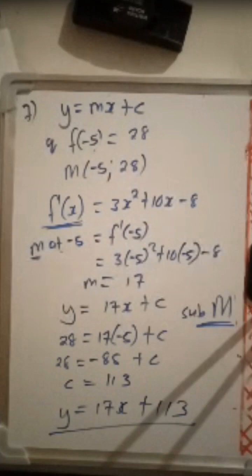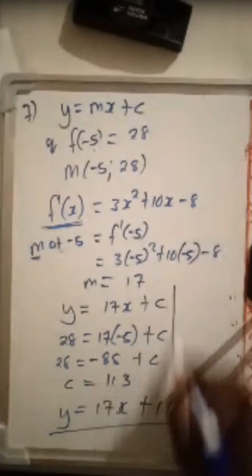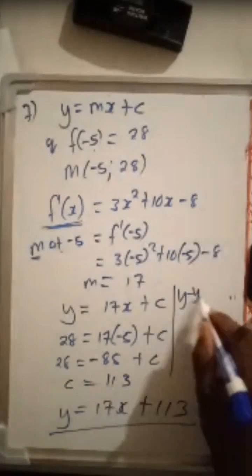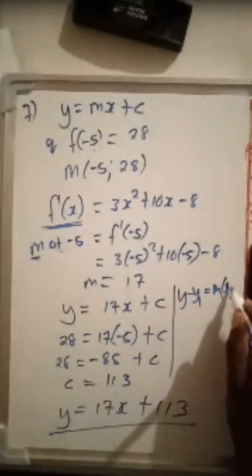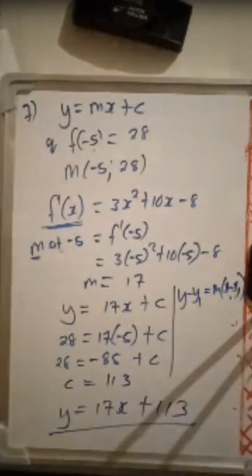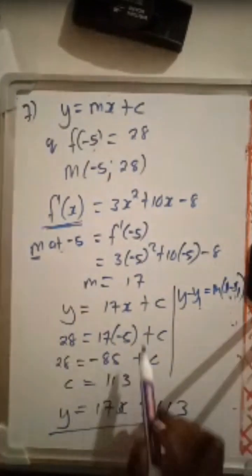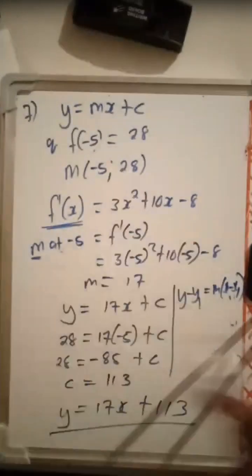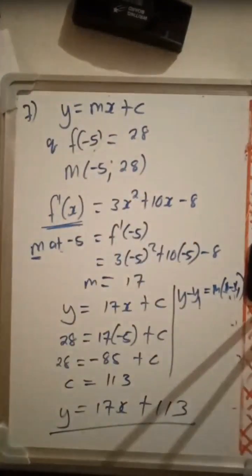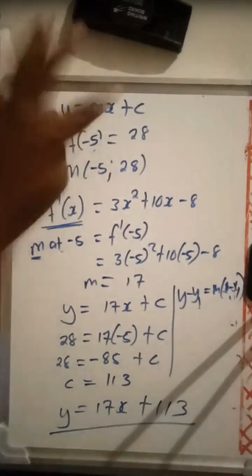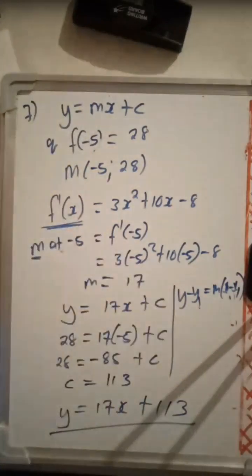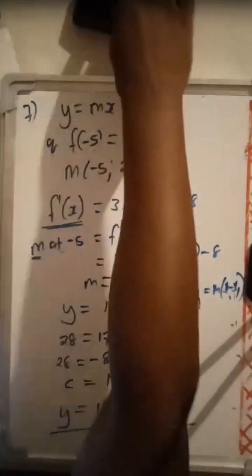Don't be vexed. Some use y minus y1 is equal to m in bracket x minus x1. It's still the same. It gives you the same. You substitute y1 is 28, x1 is -5. Then you're good to go. So that is the equation of the tangent. In order to get the equation of the tangent, we need m first. Then we do everything else afterwards. Okay? So it goes back to calculus.